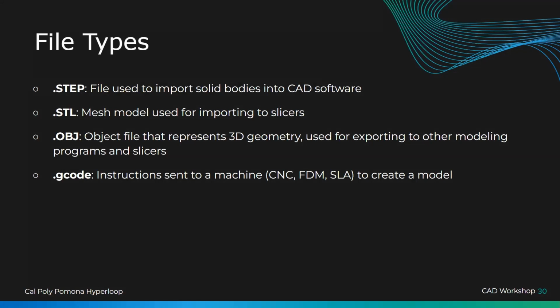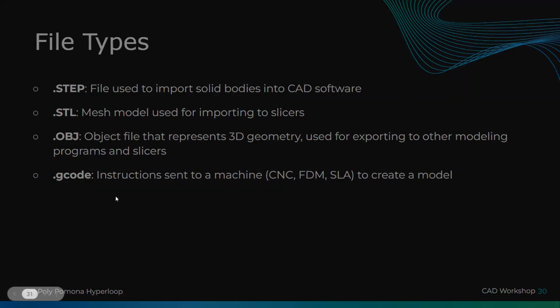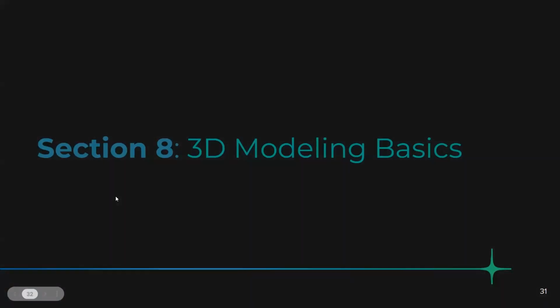An STL model is what you'd use for slicers if you're doing a 3D printer. So you'd save it as an STL and then upload it to your slicer as an STL file. Object is what you save it as in your own program. And then G-code, these are the instructions sent to a machine to create a model. So again, if you're doing 3D printing, you upload it as an STL and then you slice it, and that converts the STL model to G-code.